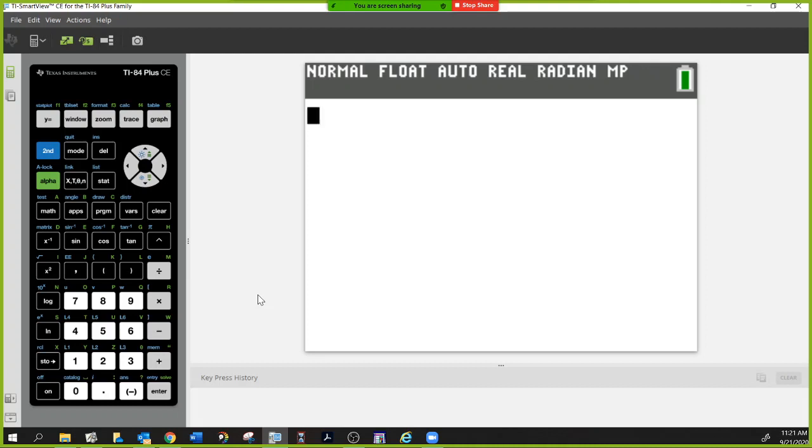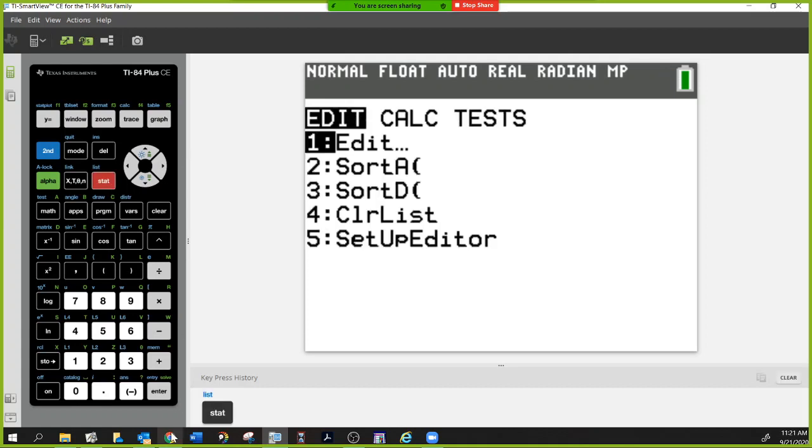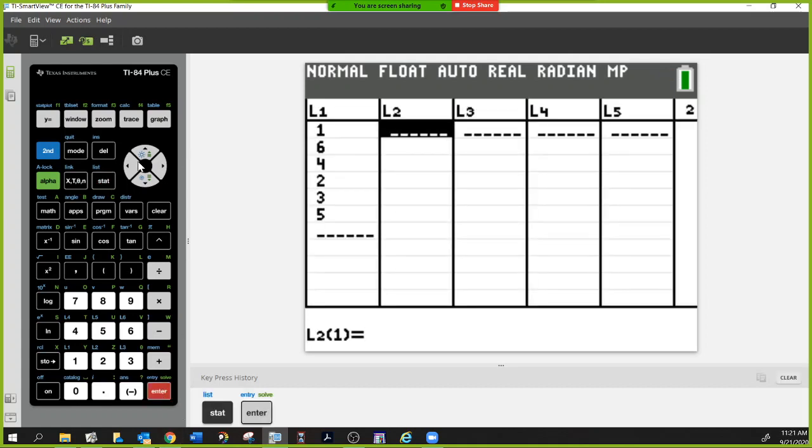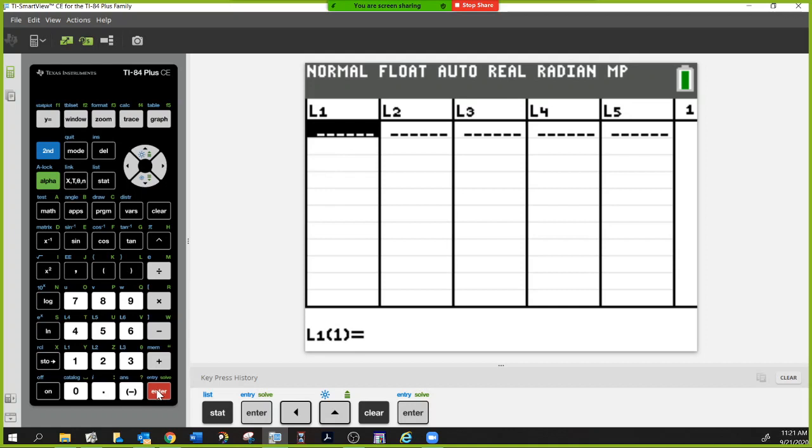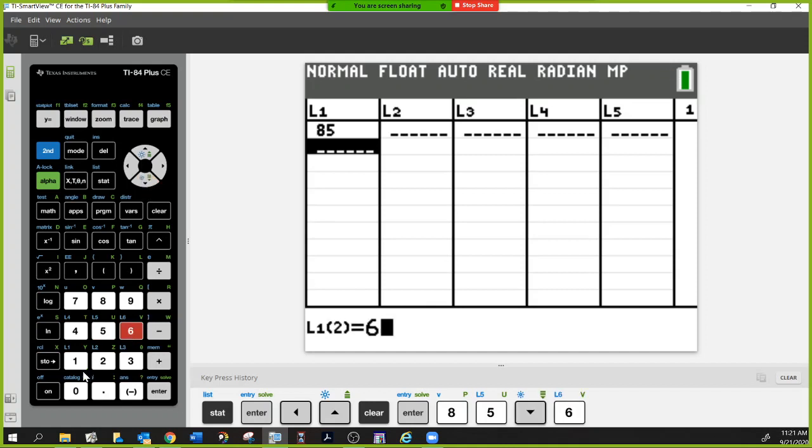So just like before, this is going to be in stat edit because you are trying to make new lists. Now my lists aren't clear, so I'm going to go ahead and clear L1 real quick. Go up to L1, hit clear, hit enter, and yay, list is cleared. I'm going to make L1 my weights, and the nice thing is, we talked about this last week, they don't have to be in order. So thank you, TI.